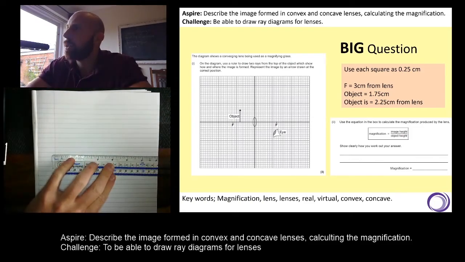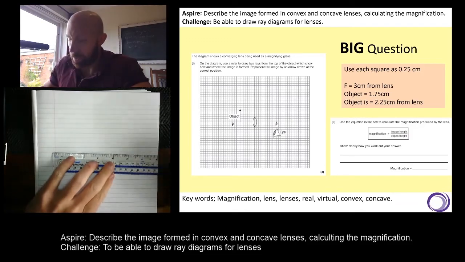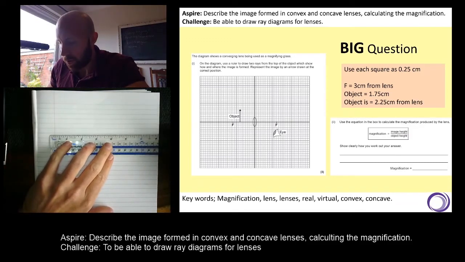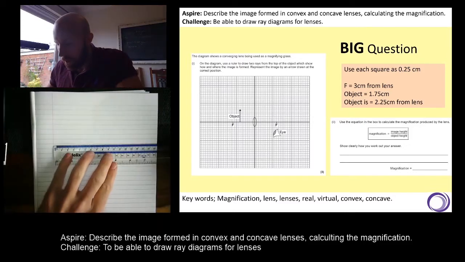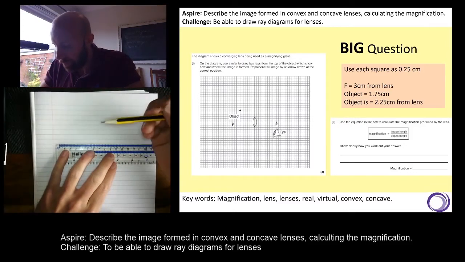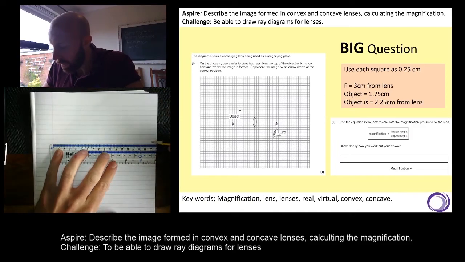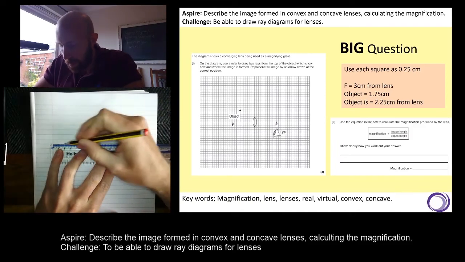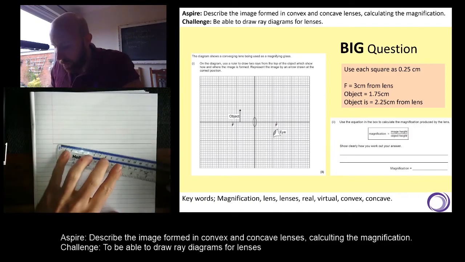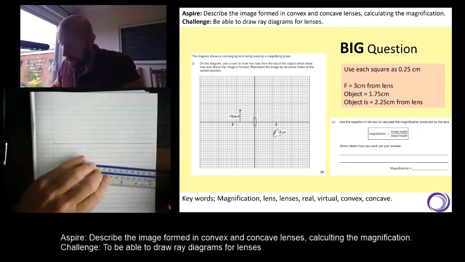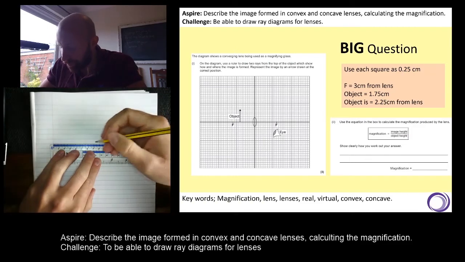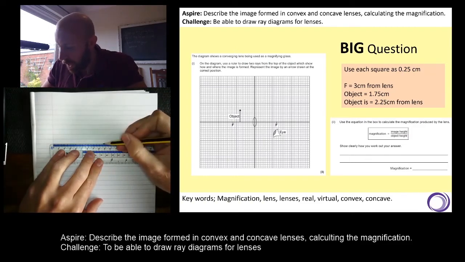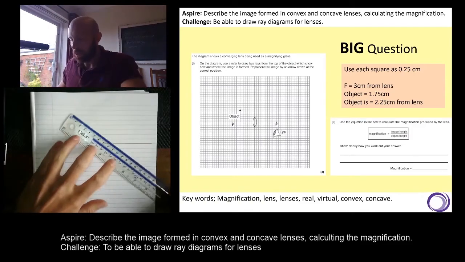So let's go with this. The focal length is 3 centimeters from the lens. So it's the same as what we were doing before. Let's give ourselves a bit of space in order to do this. So 3 centimeter focal length. We'll draw our principal axis, and let's put our lens in the center. How long is that piece of paper? About 17 centimeters. So if we do about 8.5, so about here, we'll draw our lens.